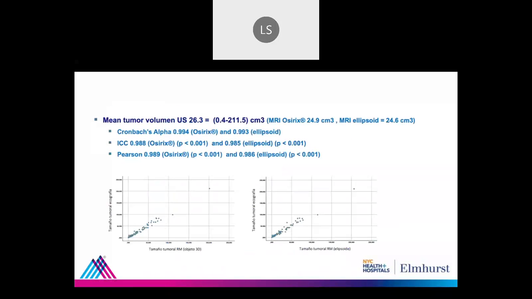And then when we did it with the ultrasound, we see again that the mean tumor volume that we got was 26.3. It was 24.9 with the MRI, so pretty similar. And again, all the coefficients and everything show that both tumor volumes, either if you do it with the MRI or with the ultrasound, were pretty much the same.